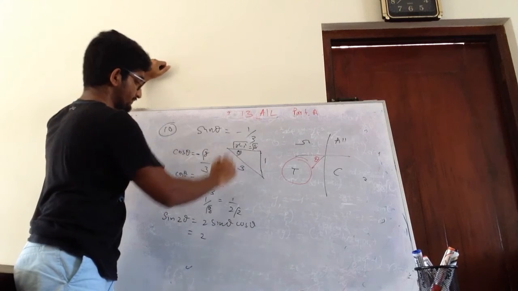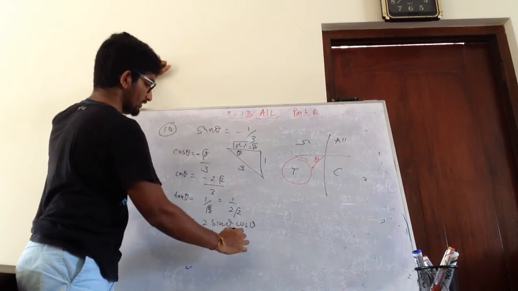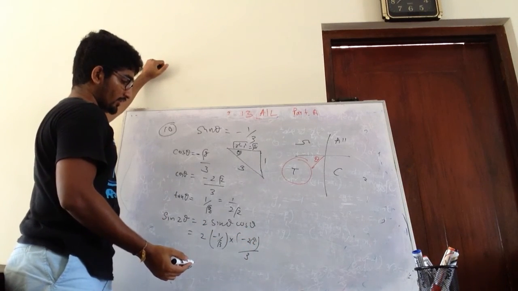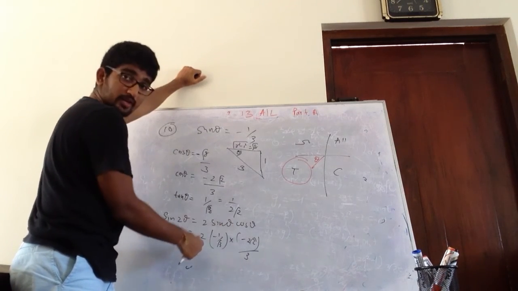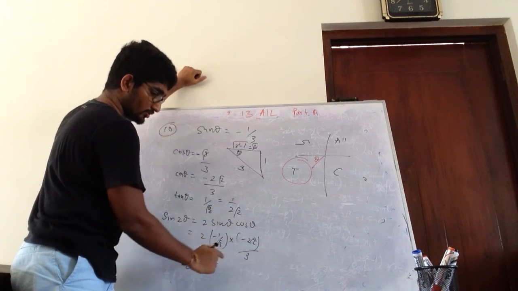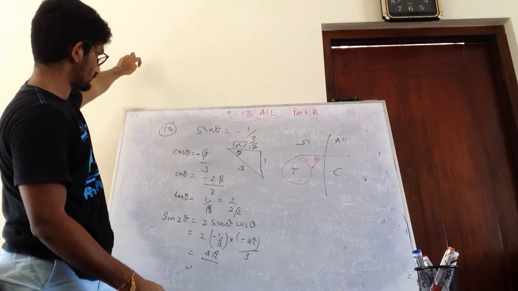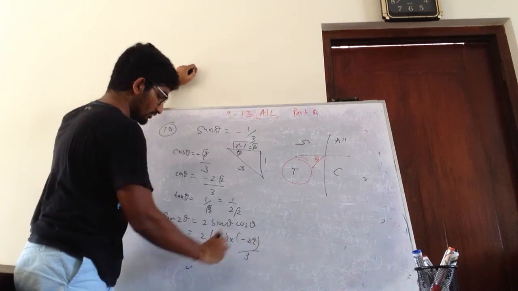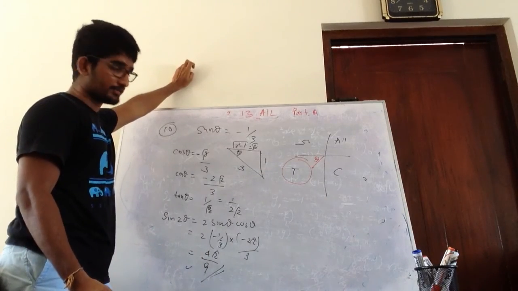2 sin theta cos theta. What is sin theta? This cos theta is this, so that is basically minus into minus is positive. So 2 into 2 is 4, 4 square root 2, and 3 into 3 is 9. So the first thing is done.